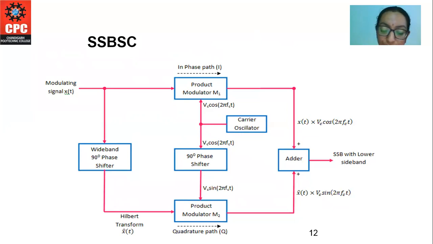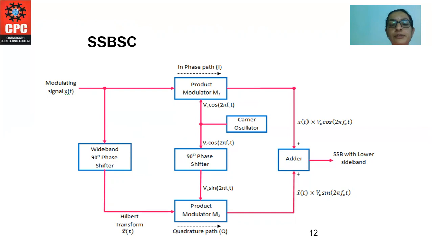Essential function of an SSB modulation system is to translate the spectrum of the modulated wave to a new location in the frequency range, and the transmission bandwidth required in this system is one half of that required in AM or DSBSC modulation systems.